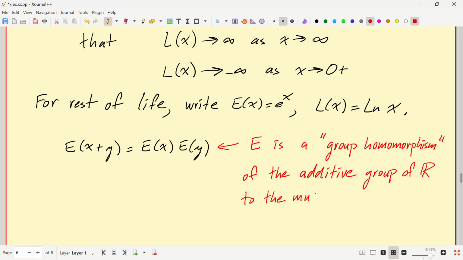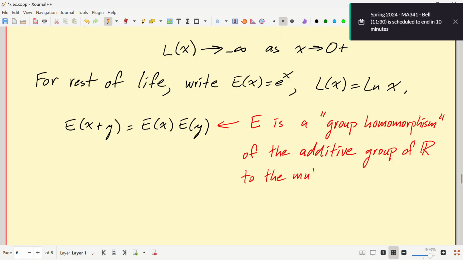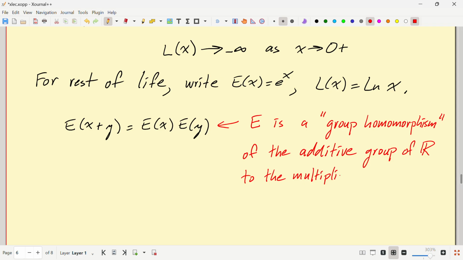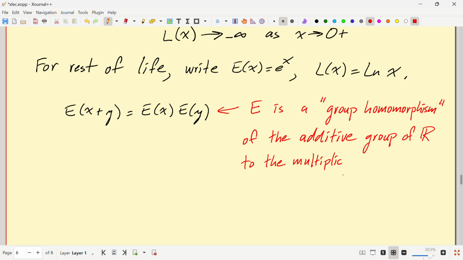See, the addition there is the operation in the additive group, and multiplication is the operation in the multiplicative group. And exactly that identity there says the group structure is preserved to the multiplicative group of r minus 0. What's that called? There's a symbol for r minus 0. What is it? Well, that symbol works.